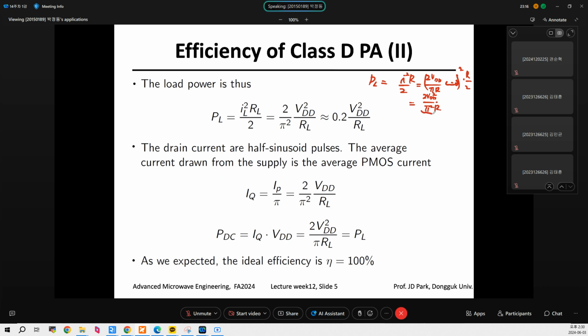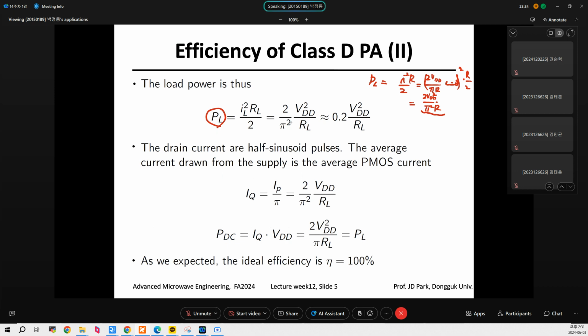So this is approximately 0.2 VDD scale divided by RL, okay? So this is the load power.